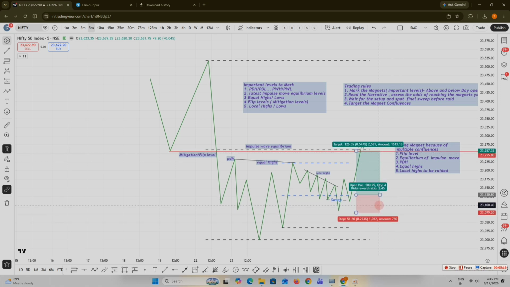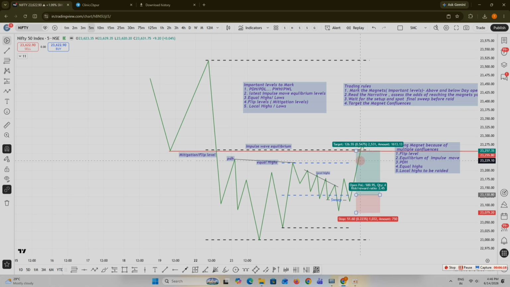Why I have drawn this structure is because this exact similar structure we see at many places, with similar kind of structure and similar kind of levels. We see confluence of magnets. Whenever there is confluence of magnets, the tendency to reach those magnets is very high. We need to read the narrative during the market movements. In this example, this level I have written as a strong magnet because of multiple confluences, as I mentioned before. See here, because of the formation of local highs, there is a chance after the final sweep to raid all these local highs and to finally reach the target.